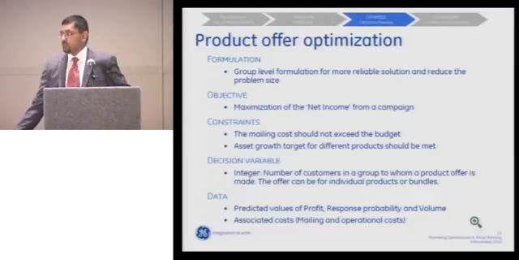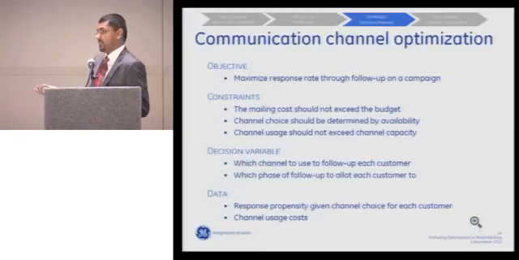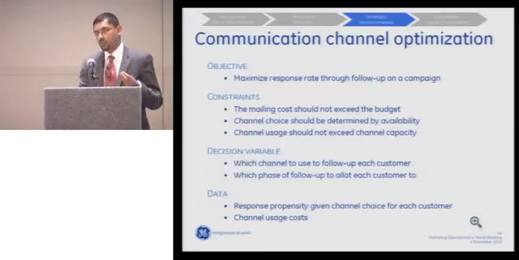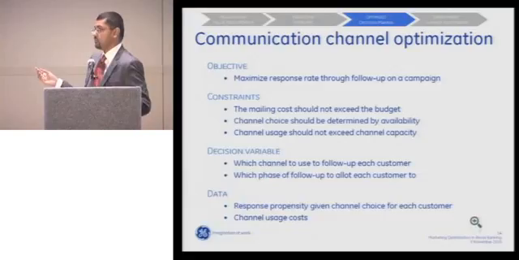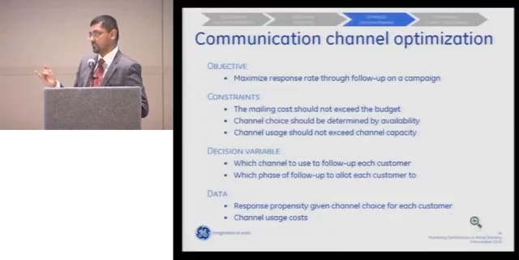The other problem is the communication channel optimization problem, or rather what the follow-up channel should be. Here we found that profit did not change much on the basis of channel, but response rate did. So we now just target on maximizing response rate through follow-up on a campaign with the following constraints. One is the overall budget for the follow-up campaign needs to be met. The other is that the channel choice can be determined only by availability, which means if a customer doesn't have a phone or if you don't have his phone number, there's no point in alerting an SMS as a follow-up channel to him. The third is channel capacity constraints.